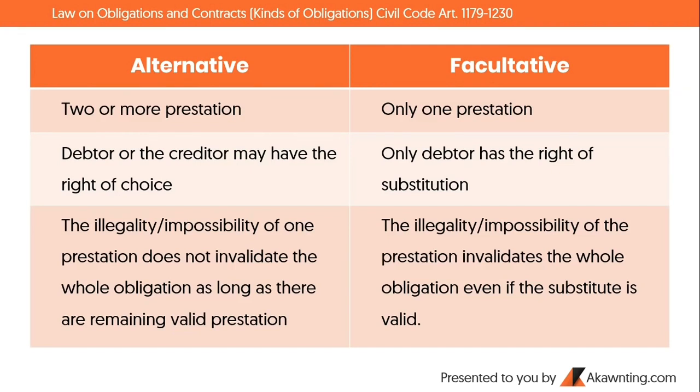Okay? So, next. The illegality or impossibility of one prestation does not invalidate the whole obligation as long as there are remaining valid prestation. Okay? However, in facultative, the illegality or impossibility of the prestation invalidates the whole obligation even if the substitute is valid. Okay? So, yan. Kasi, yun nga, initially, kung invalid yung principal object natin, ibig sabihin, wala tayong obligation in the first place kasi 'di ba isa sa mga requisite ng obligation or essential element ng isang obligation is dapat merong valid prestation, 'di ba? Okay, which is kapag illegal or impossible siya as if walang prestation. Okay? So even if the substitute is valid, it doesn't matter kasi at that moment wala pa namang effect yung substitute dun sa ating obligation.